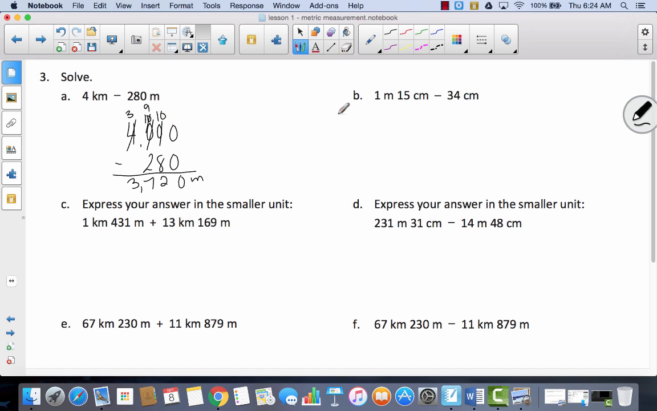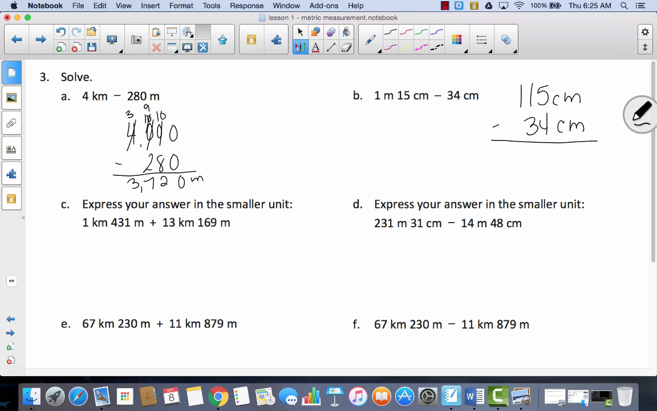All right, so let's take a look at B. So we're going to have to convert all of this to centimeters before we can subtract. So remember, 1 meter is equal to 100 centimeters. So I've got 100 centimeters plus 15 centimeters, which gives me 115 centimeters minus 34 centimeters.